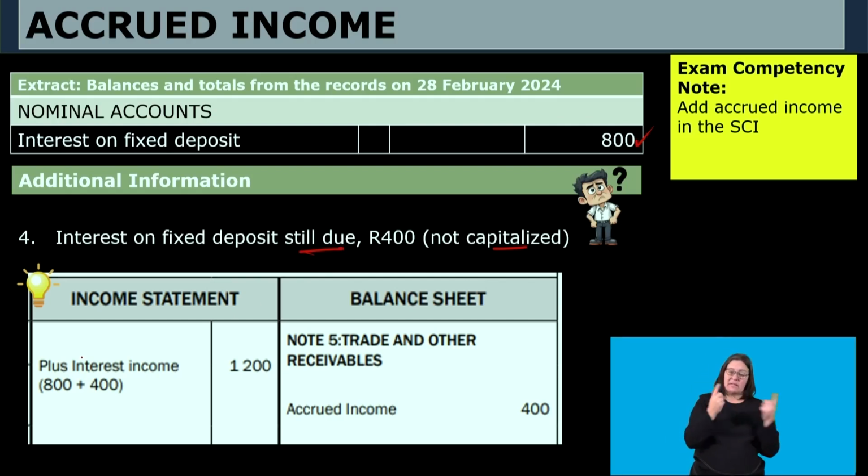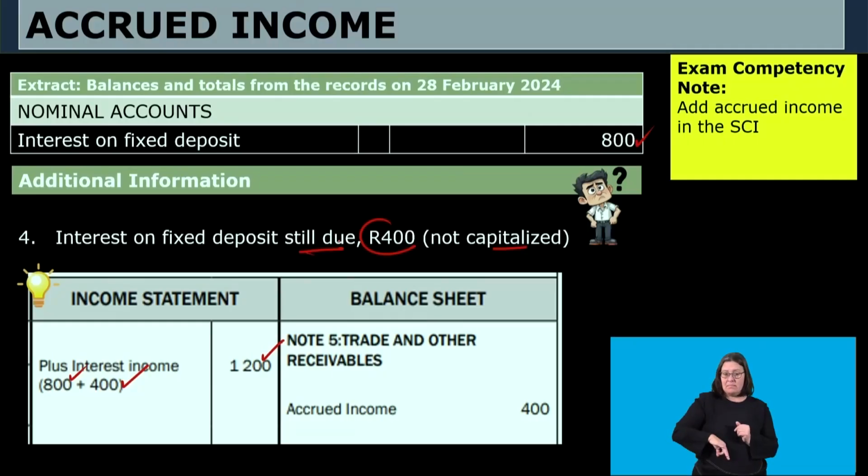When we come to our statement of comprehensive income, the income statement, we'll now say that 800 plus the amount that is still due, the 400, so that we end up with 1,200. So the principle that is very key that you have to remember: when income is still due or when income is accrued, you must add it when you come to the statement of comprehensive income. And that accrued income must still be receivable. So it goes to trade and other receivables as accrued income over there.